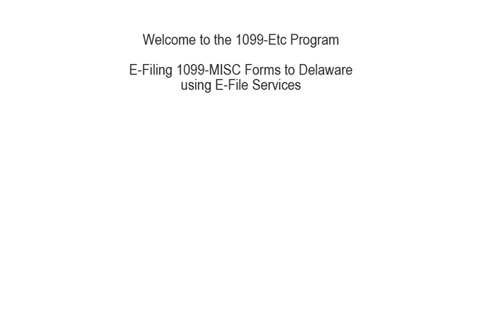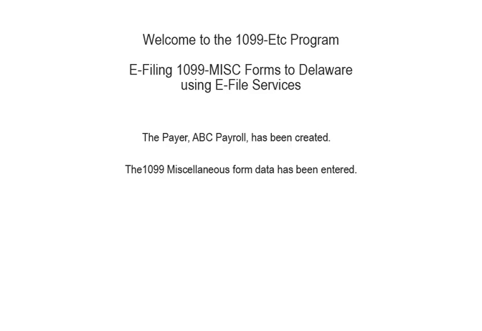This tutorial covers e-filing the 1099 miscellaneous forms to Delaware using e-file services. Only the 1099 miscellaneous form can be e-filed to the state using e-file services. To begin, the pair ABC payroll has been created, and the 1099 miscellaneous form data has been entered.